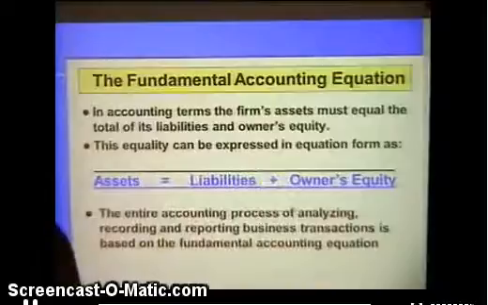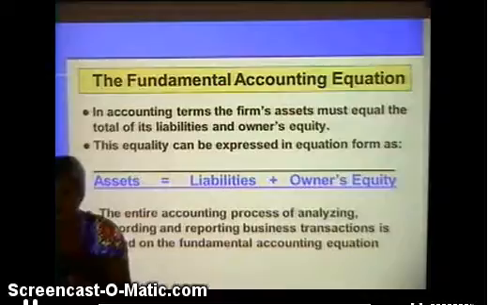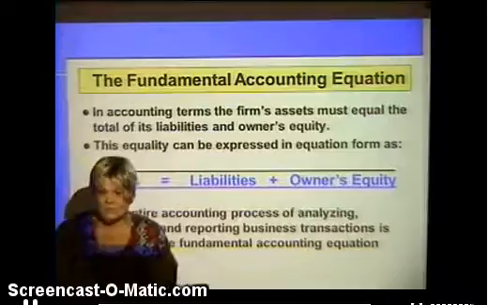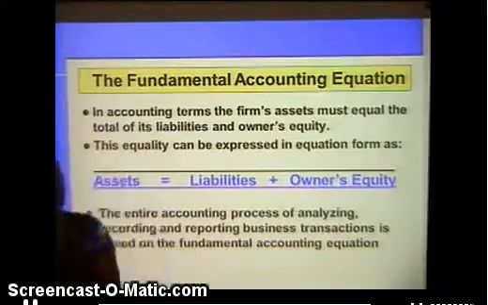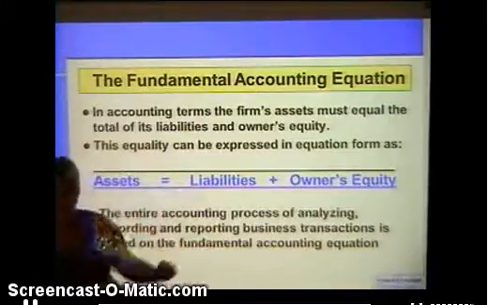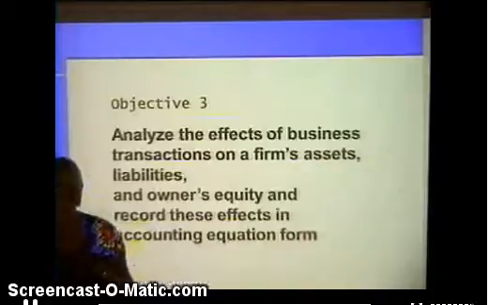Never forgot it. Okay, so the entire process is going to be, we're going to analyze our transactions and say what's happening to the business as we do the transactions, or spend money, or buy stuff, like we've talked about. And we're going to look at how it affects the equation. We already know this: if two parts are known, we can solve for the third, which is what you did for your homework.